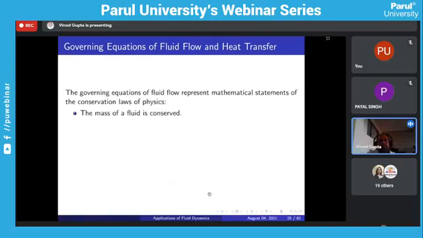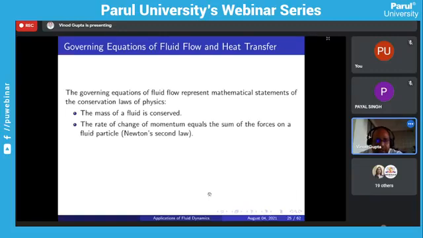Now we will see what are the governing equations of fluid flow and heat transfer. Right? If fluid is flowing, then there will automatically be Newton's law of motion. So there are some assumptions for the fluid flow. The first is the mass of fluid is conserved. This is also known as the equation of continuity or mass conservation law. The second assumption is the rate of change of momentum equals the sum of the forces acting on the fluid particle.